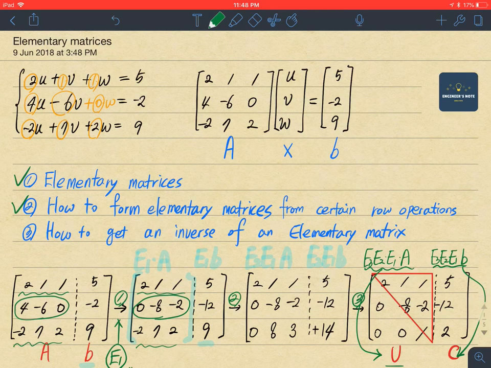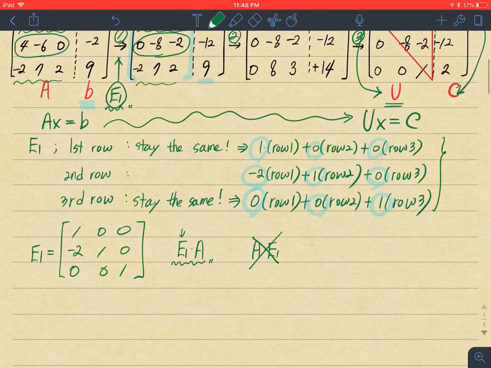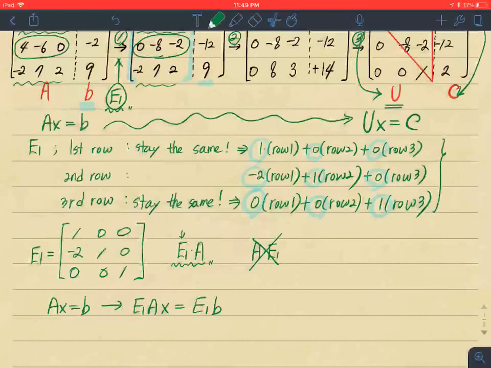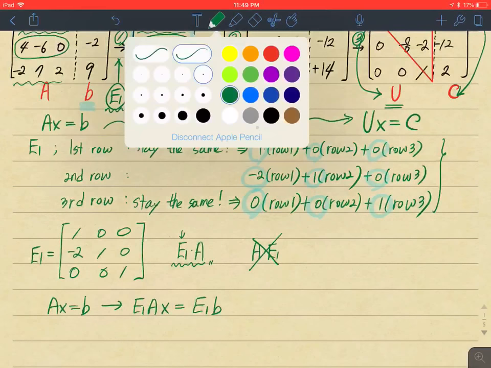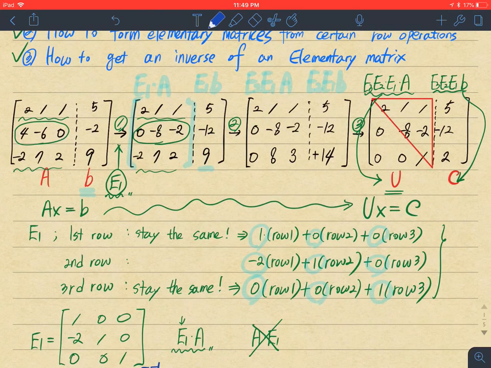Okay, so we've done the first thing, elementary matrices, and how to form elementary matrices from certain row operations. And lastly, how do you get an inverse of an elementary matrix? Let's think about it. In this process, AX equals B becomes E1A X equals E1B, right? So what would you do to go backward? You would multiply by E1 inverse, right? So what is E1 inverse? Let's just think about it for a second.